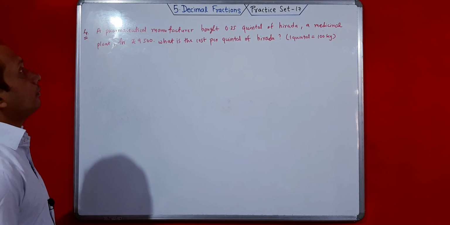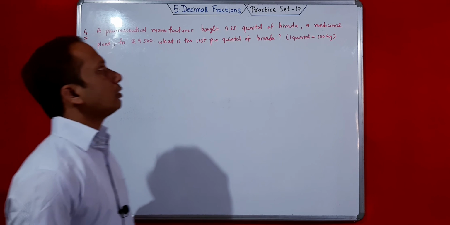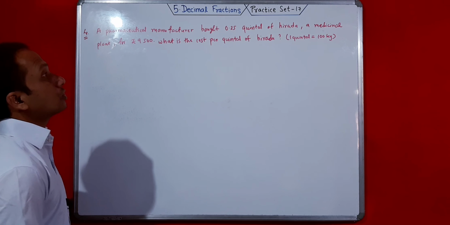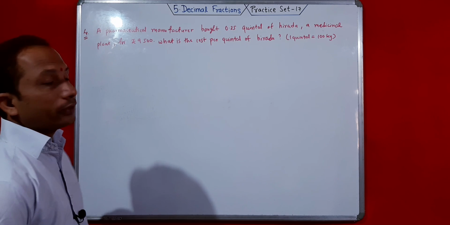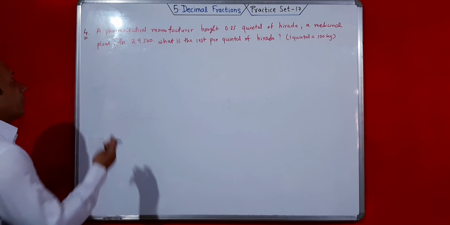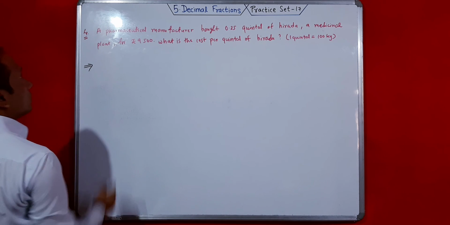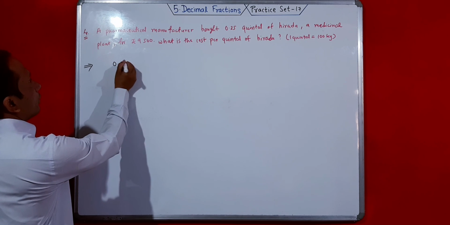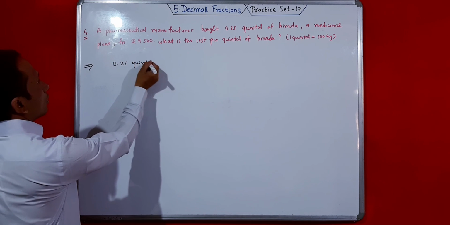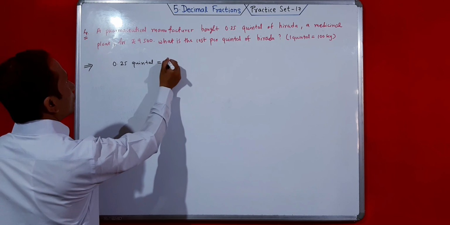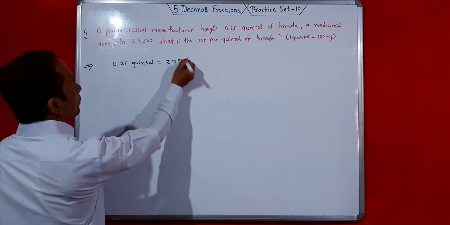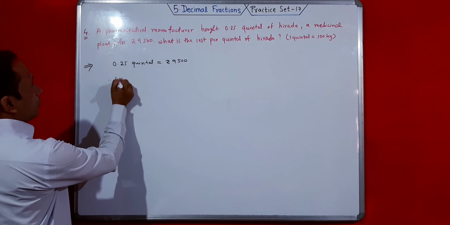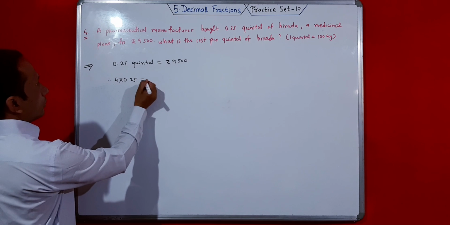A pharmaceutical manufacturer bought 0.25 quintal of Hilda, a medicinal plant, for rupees 9,500. What is the cost per quintal of Hilda? So 1 quintal is equal to 1000 kg, but it does not matter to us here, so we'll write first 0.25 quintal is equal to rupees 9500.